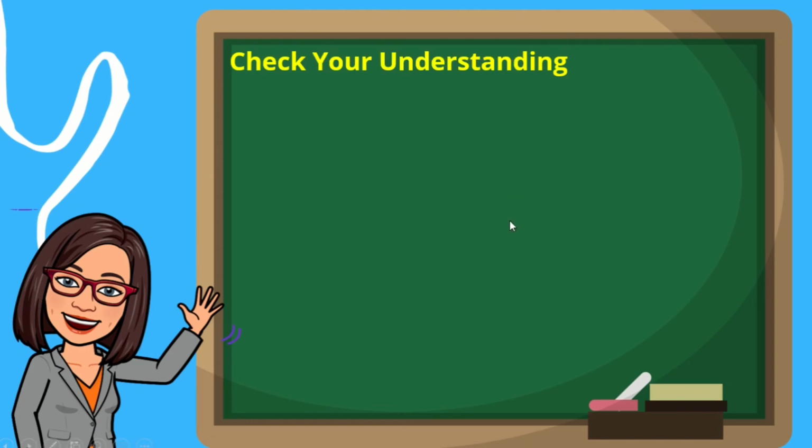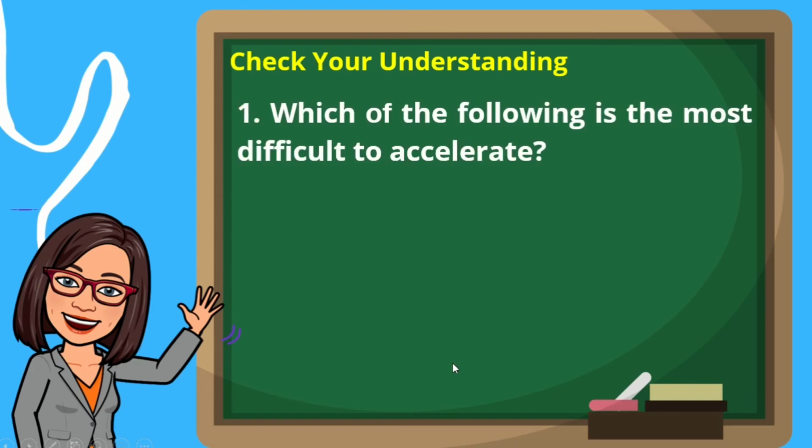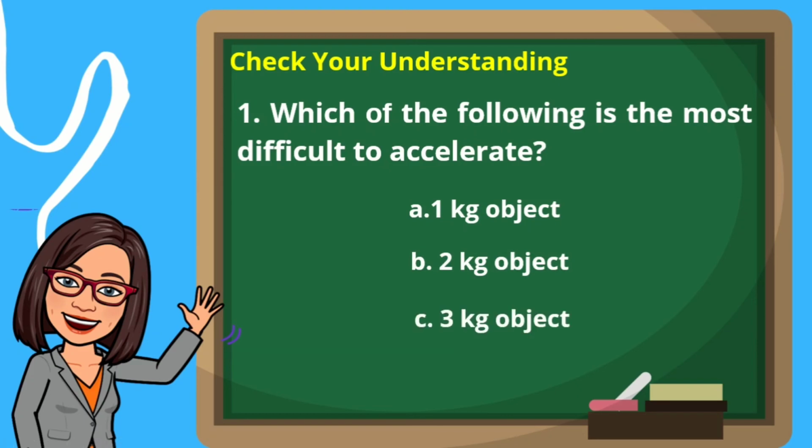So I hope that you learned something. But before we end this session, let us have some questions to answer. Number 1. Which of the following is the most difficult to accelerate? A. 1 kilogram object. B. 2 kilogram object. C. 3 kilogram object. And letter D. 4 kilogram object. Write your answer on your notebook. 5, 4, 3, 2, and 1.